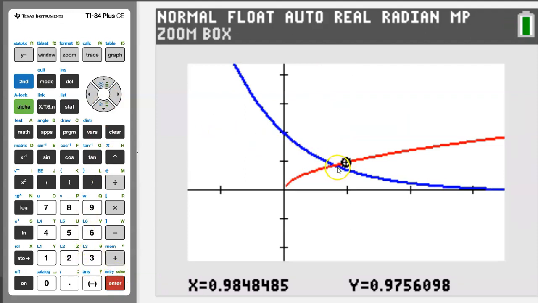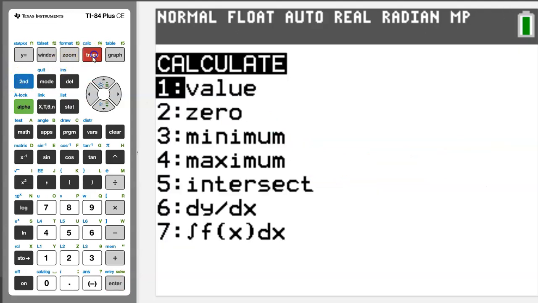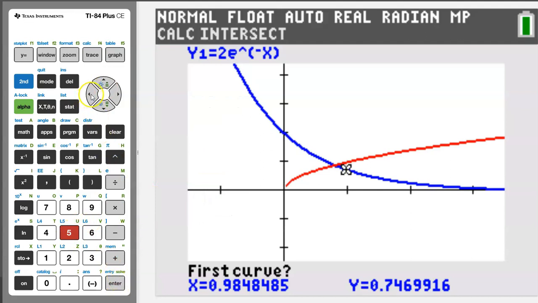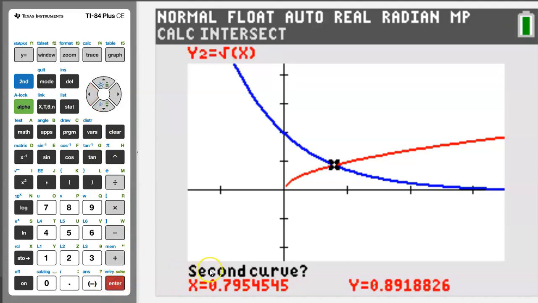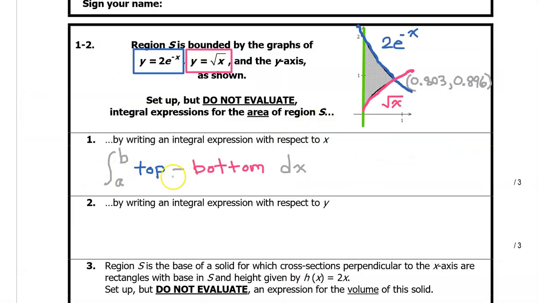We can find the intersection point by hitting second trace, and option 5 is for intersection. Move the pointer close to the intersection point and hit enter as it says first curve, hit enter again for second curve, and hit enter a third time for guess. So the intersection is x equals 0.803, comma 0.896.